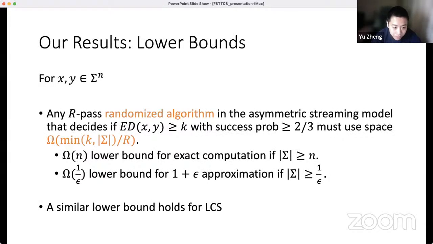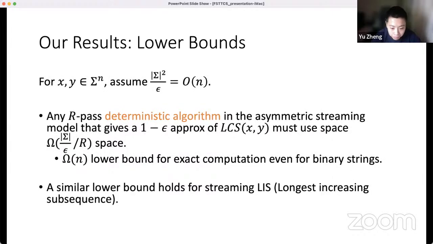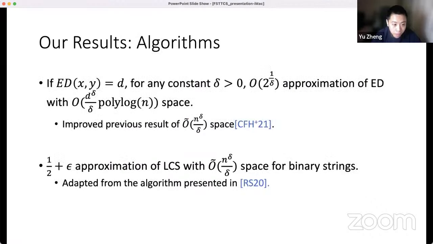So let me briefly introduce our results. We first show that for randomized algorithms, if the alphabet is large, we can show a linear lower bound for exact computation. And for deterministic algorithms, we can show that for LCS, we need linear space, even for binary strings. We have proved a similar lower bound for streaming longest increasing subsequence. On the algorithm side, we improved the previous algorithm that required n to the 2 delta space to d to the 2 delta space, where d is the edit distance. We also present a half plus epsilon approximation for LCS with roughly n to the 2 delta space.